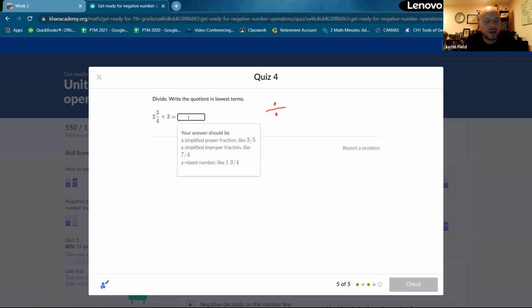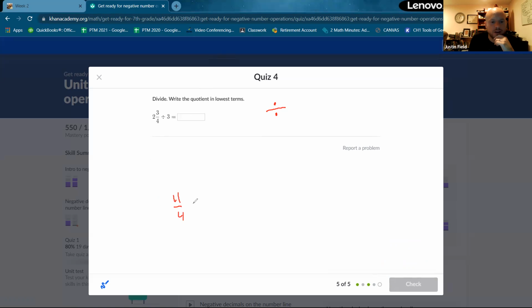And then convert to an improper fraction. Ooh, this one has a mixed number, so yeah, 2 times 4 is 8 plus 3 is 11. Okay, so just make sure you remember that 3 can be thought of as 3 over 1. And so when we flip and multiply, it will be 1/3. Okay, and you can take it from there.